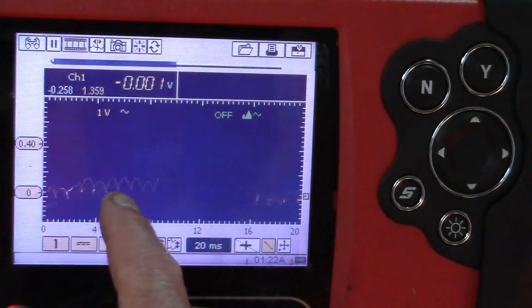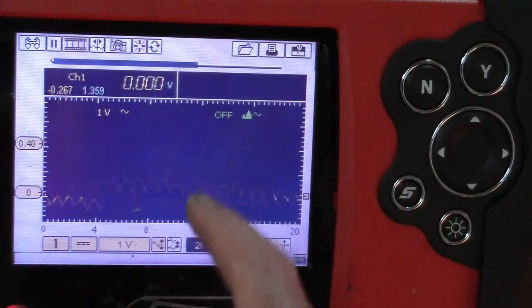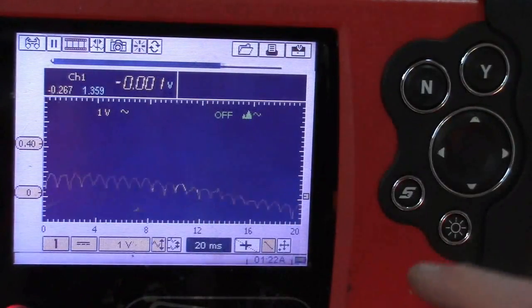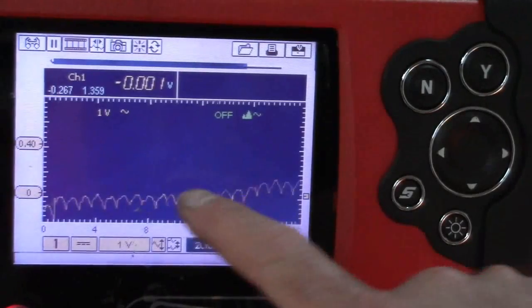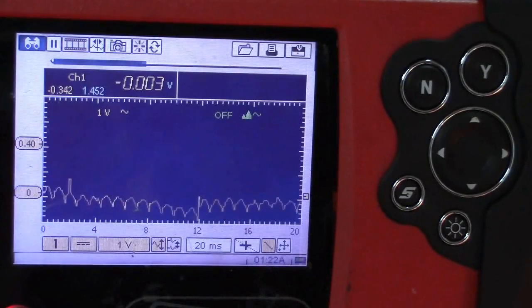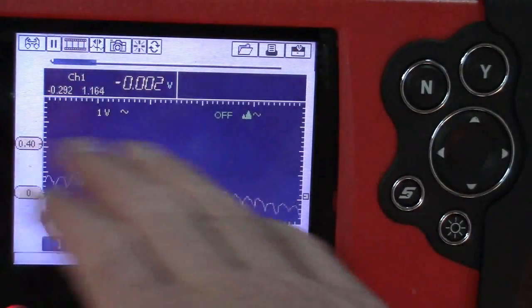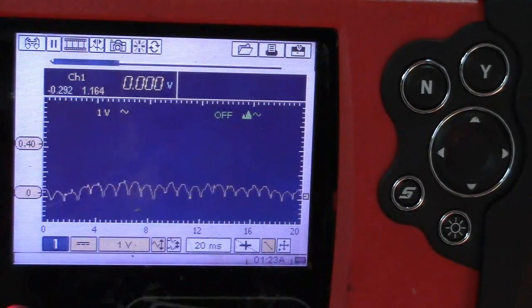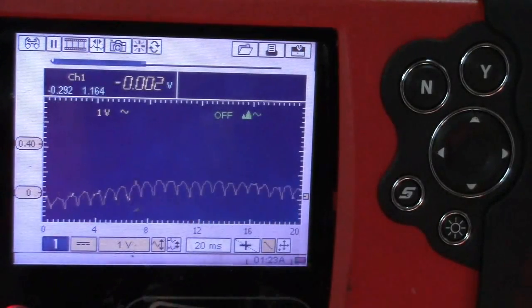Now, if we look closely, we'll see a few spikes happen, a few voltage spikes occur. There's one there. There's a really high one we just saw there. So those are perfectly normal. So this is a really good pattern indicating that this alternator is functioning properly.